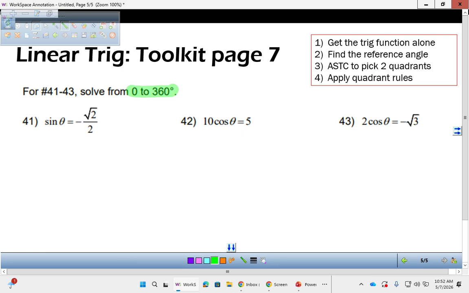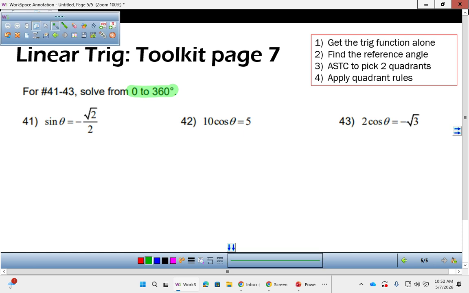When you had a calculator, you did the sine inverse. It's in your toolkit. When you had a calculator, you did the sine inverse of root 2 over 2 and you got a decimal, right? You got a number. You don't have your calculator. You have a unit circle. So hopefully you have a completed one in front of you.